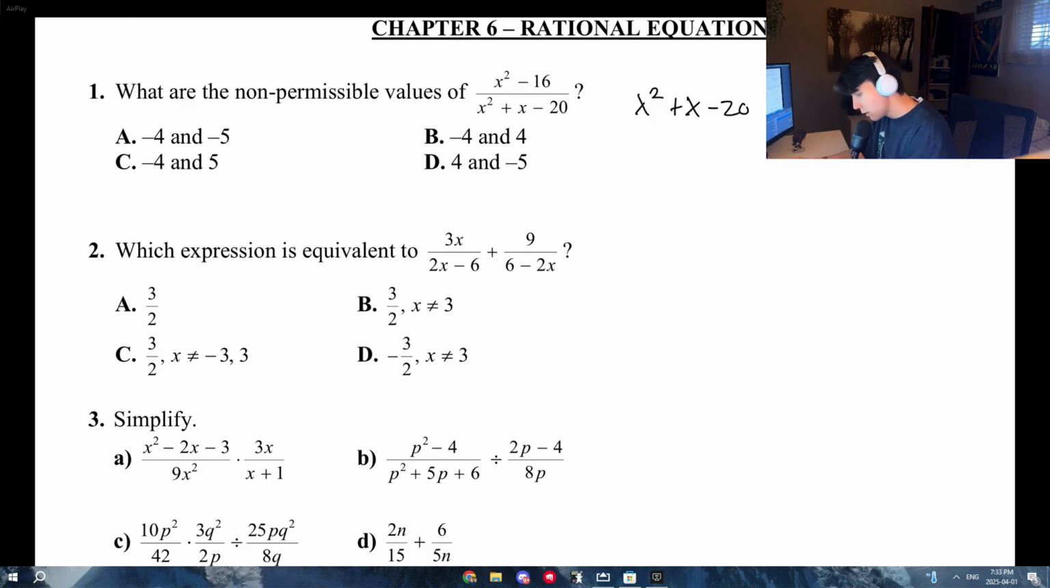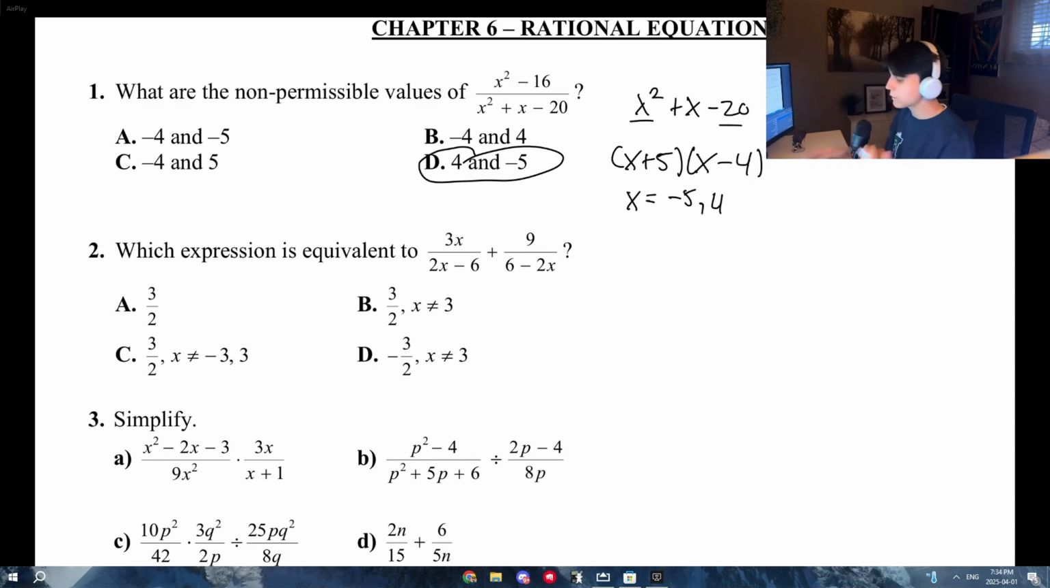So let's just factor this. We need two numbers that multiply to negative 20 and add to give us 1. So we have 5 and negative 4. We can factor this by inspection. So we get x plus 5 and x minus 4. And now we get x is equal to negative 5 and positive 4. So whichever answer has negative 5 and positive 4 is going to be our answer. So our answer is going to be D, and that's going to be our non-permissible values.